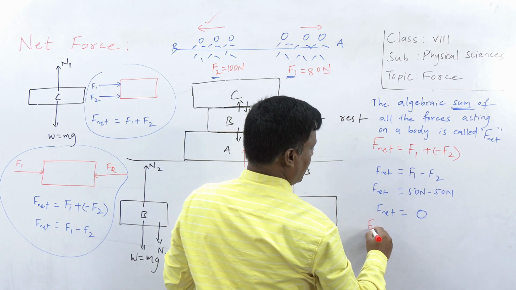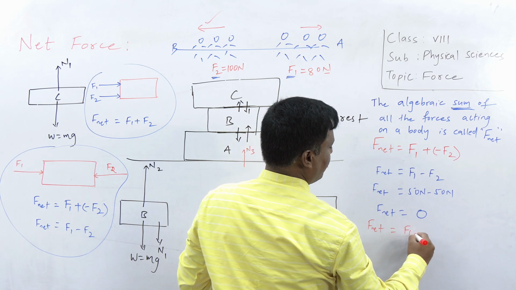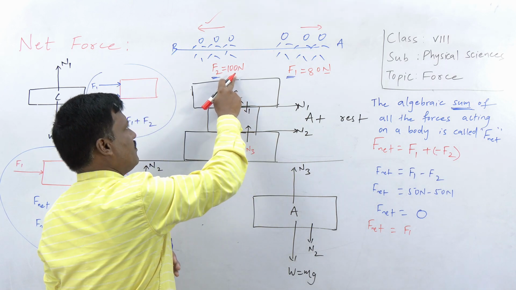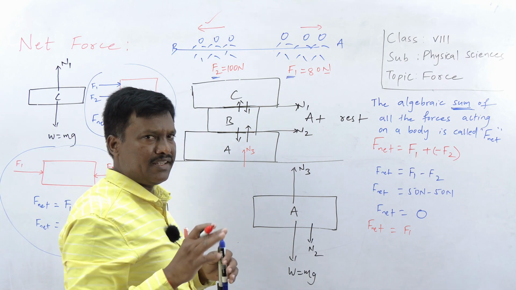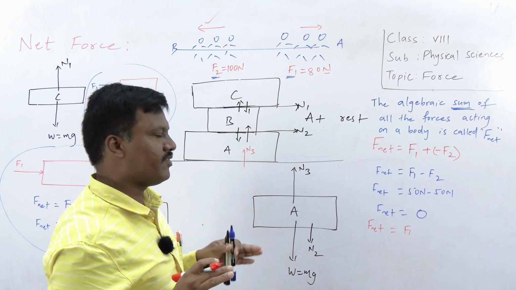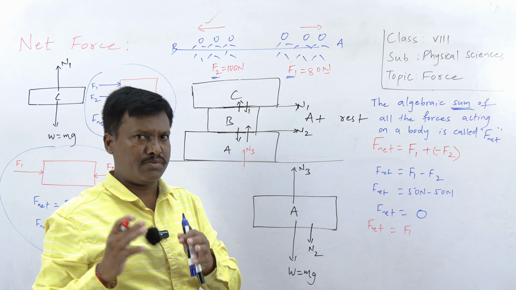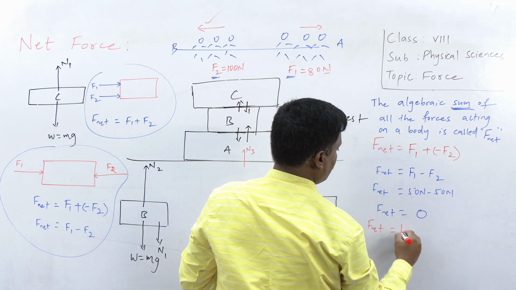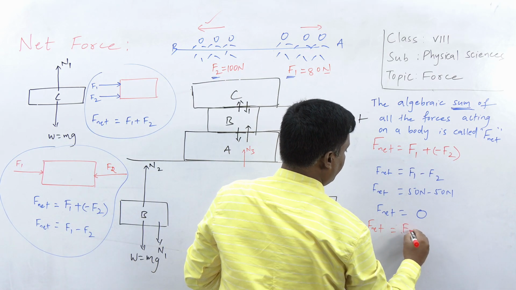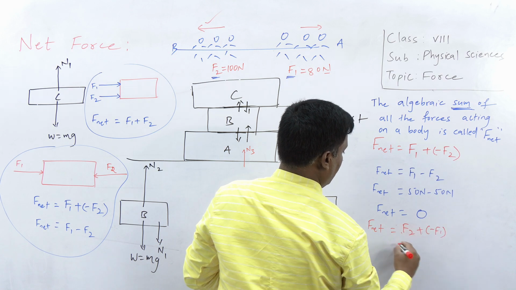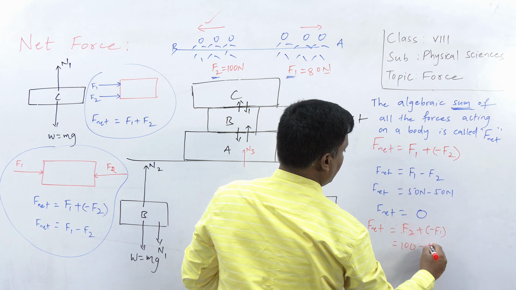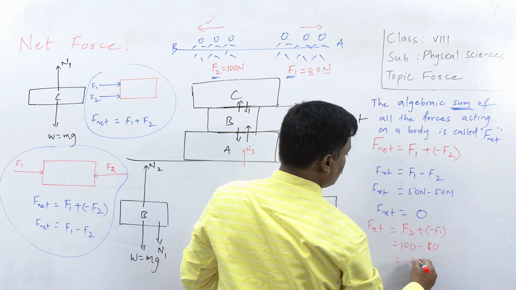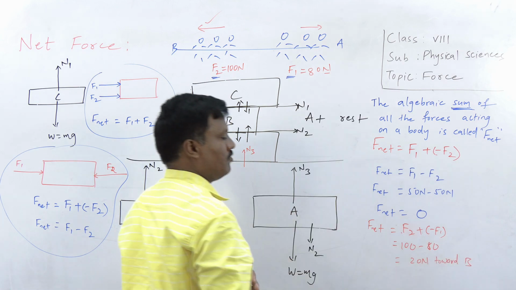Same concept. F net force is equal to F1, the first force. But here, which is the larger force? The second force is the larger force, F2. So whenever you find the difference during calculation of the net force, you have to subtract the smaller force from the larger force. Which is the larger one here? 100 newtons. So greater force minus smaller force: F2 plus minus F1. F2 is 100 minus F1 is 80. So total how many newtons? 20 newtons towards B, towards team B.